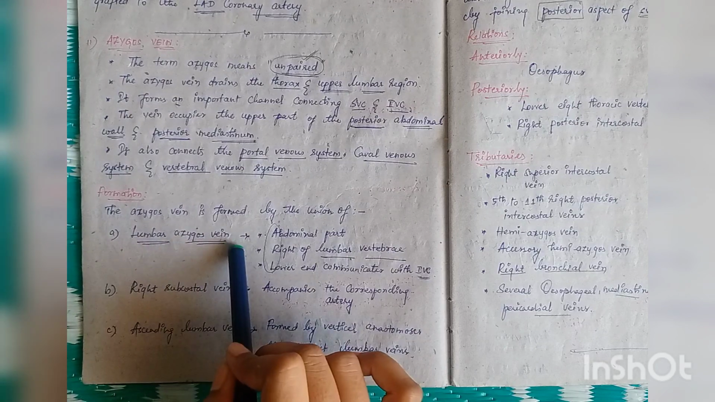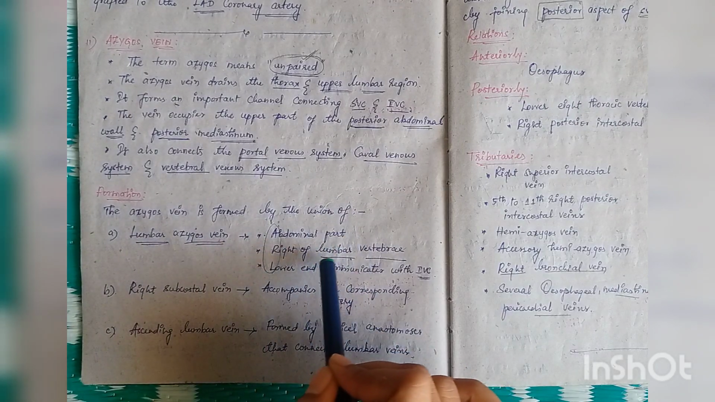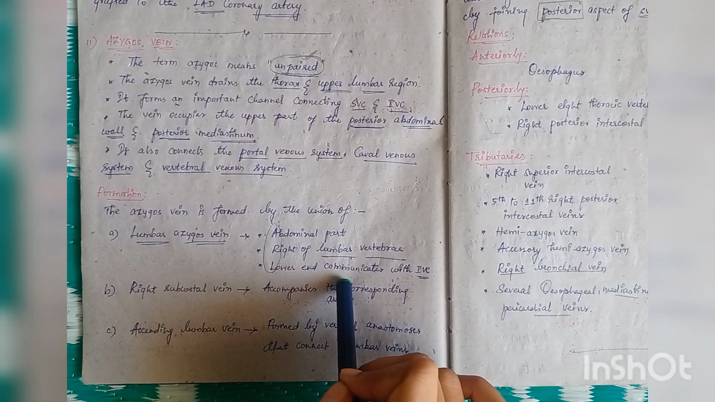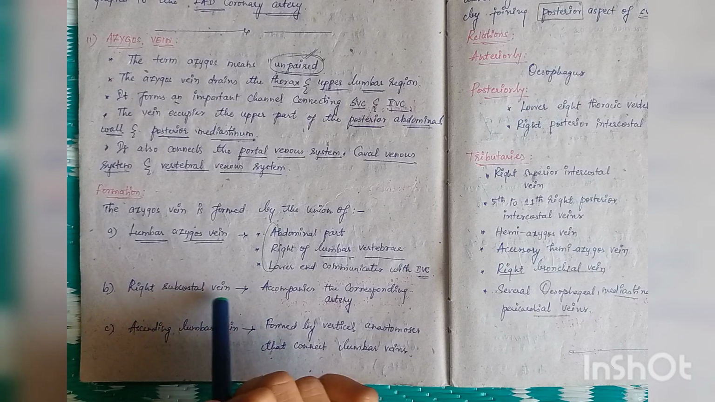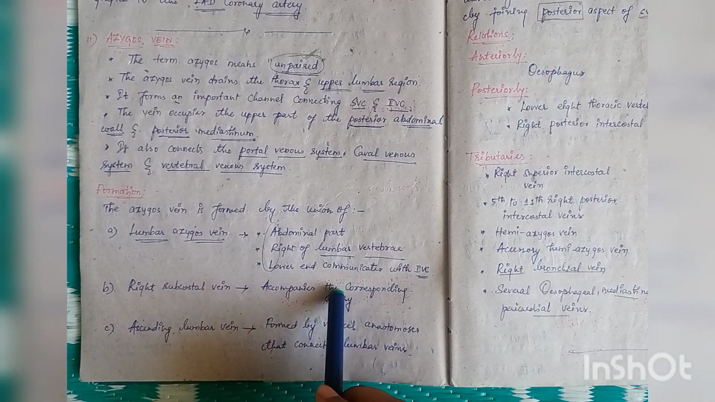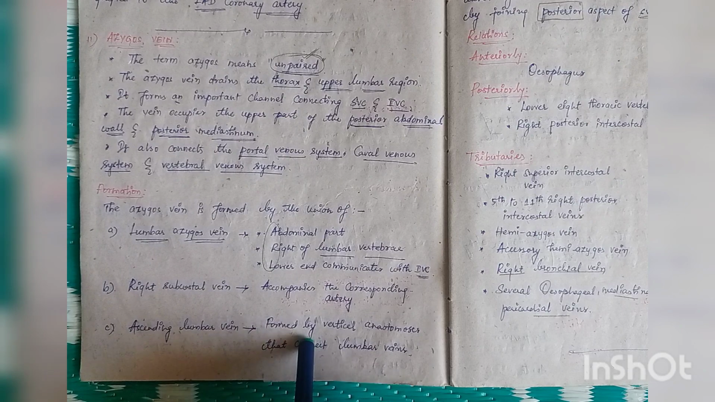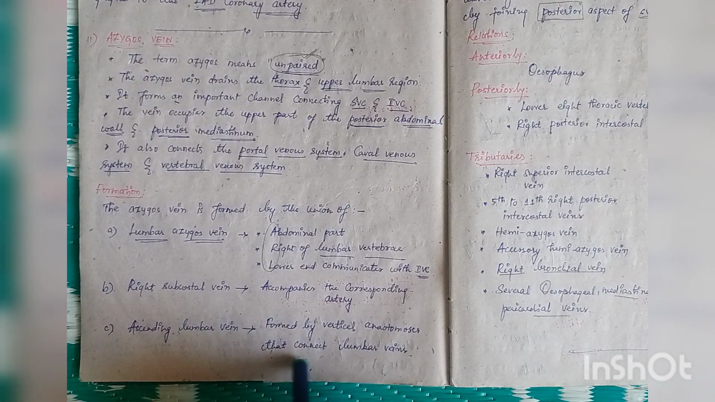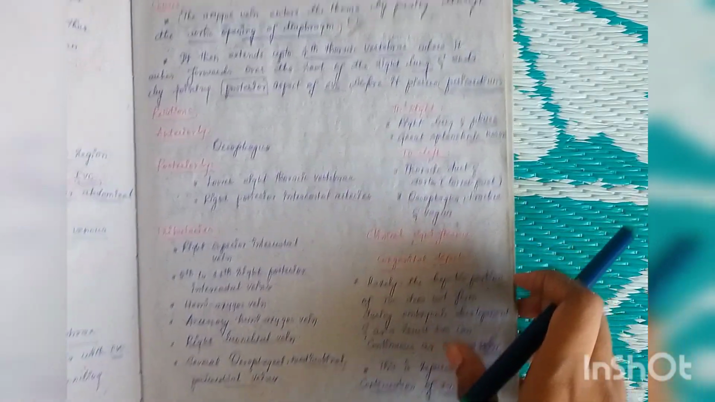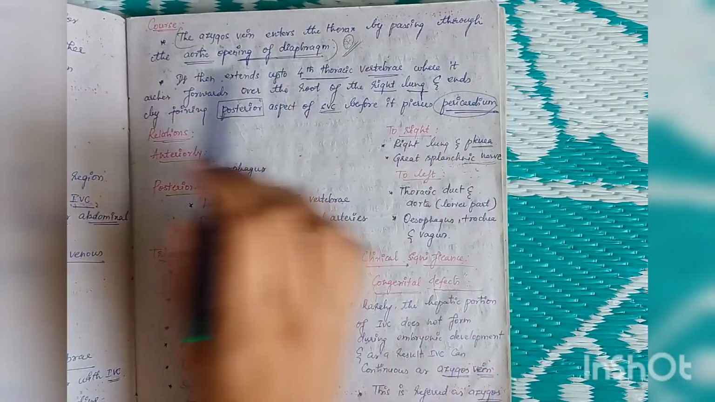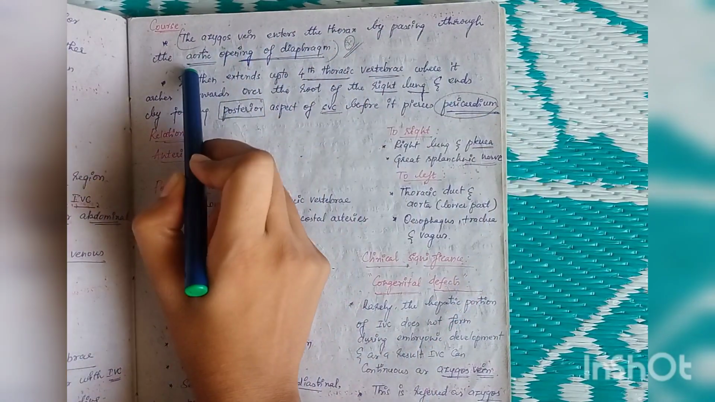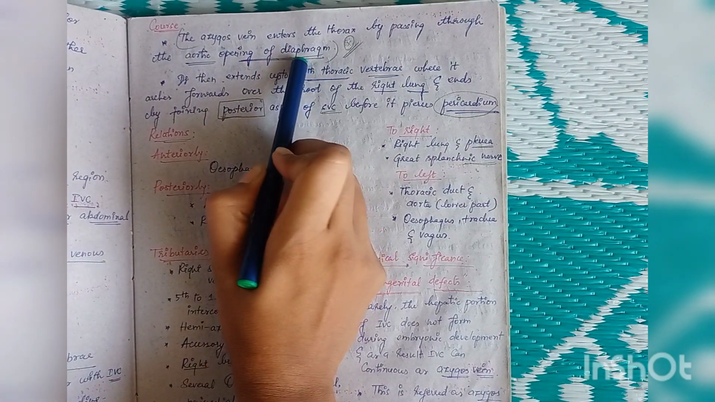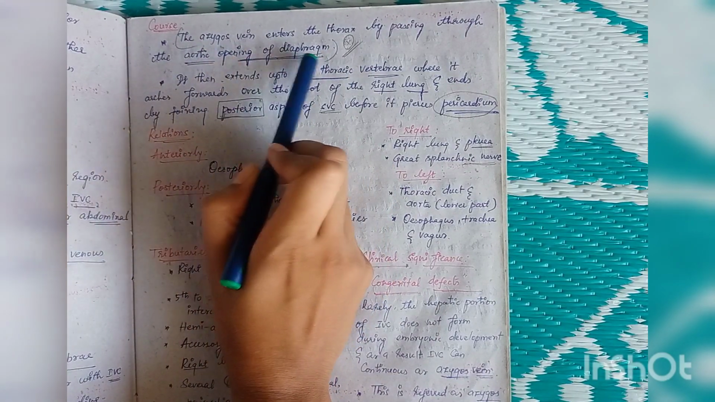The lumbar azygos vein, which is the abdominal part, lies to the right of the lumbar vertebrae, and its lower end communicates with the inferior vena cava. The right subcostal vein accompanies the corresponding artery. The ascending lumbar vein is formed by vertical anastomosis that connects the lumbar veins. So these are the formations, and about the course: the azygos vein enters the thorax by passing through the aortic opening of the diaphragm. Yes, it is a most important point. Aortic opening of the diaphragm.